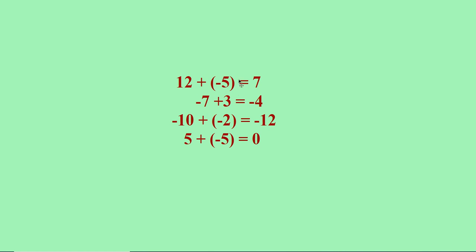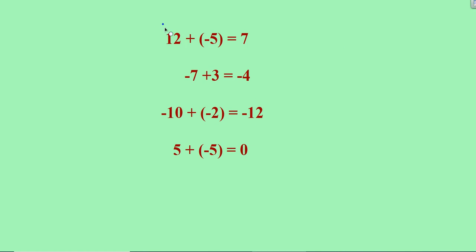Here 12, 5 different sign. So 7 is the answer and the sign of 12 is positive. Here also different sign. So subtract, 4 you will get, and the sign of 7 is negative. So negative 4 is the answer. Here same sign. So negative 12. Here different sign. So subtracting you are getting 0. But 0 does not have any sign.